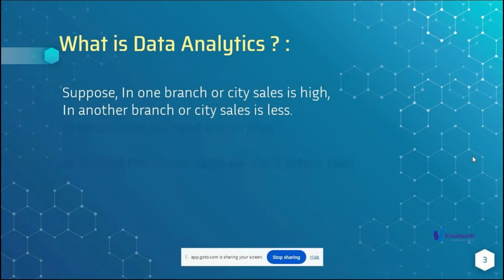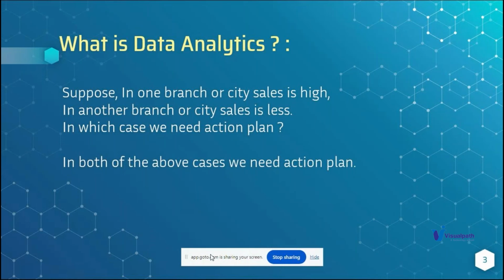Suppose I have multiple branches in my business. In one branch sales is high, in another branch sales is less. In which case do we need an action plan? When do we need planning? When sales is less or when sales is more? When sales is more. Sometimes even when sales are going down, we need to find out why it is going down. Yeah, in both cases we need planning.